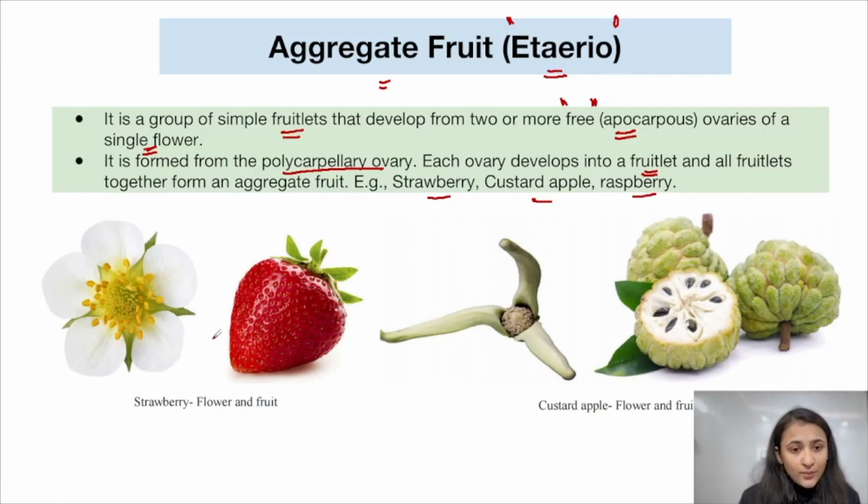So you can see in strawberry, this is a flower of strawberry, this is the fruit of strawberry, this is custard apple, this is the flower of custard apple, this is the fruit of custard apple. Both of these are aggregate fruits which are formed from numerous fruitlets.